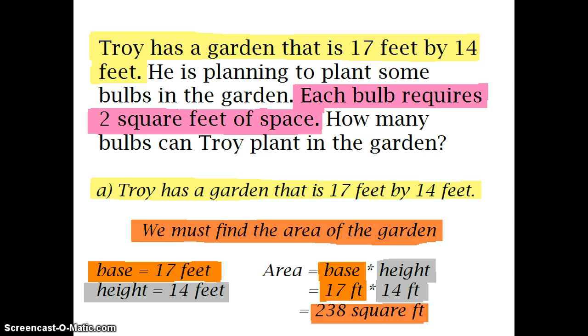Again, in order to find the area of the garden, we must multiply the base times the height. Our base is 17 feet and our height is 14 feet. When we multiply them together, our area is equal to 238 square feet.